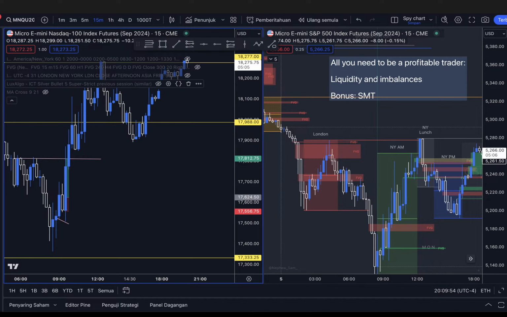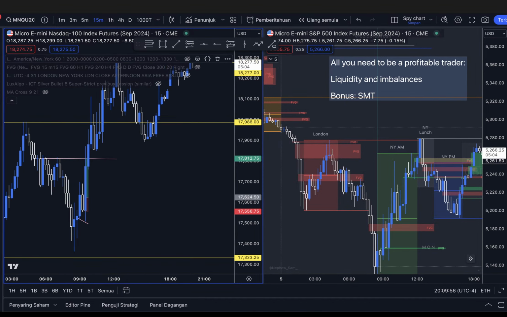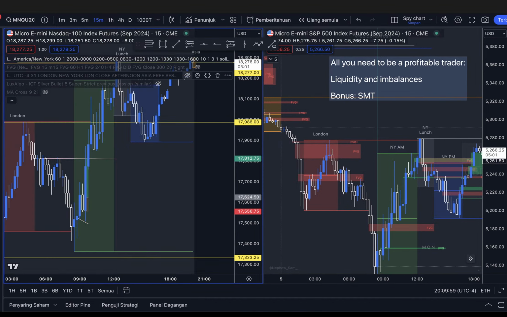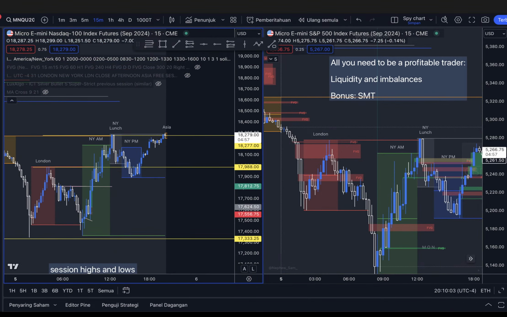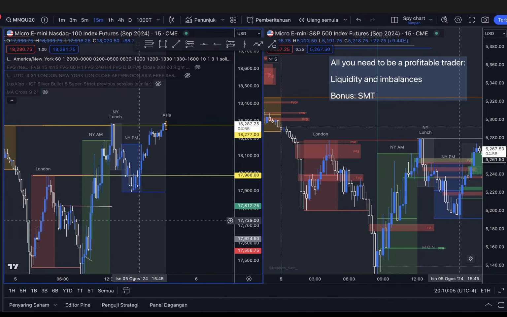Second indicator is the ICT everything. No, this is the ICT sessions. Okay, this is my baby. This is how I draw my liquidity points. You see, it matches up with London highs, London lows.